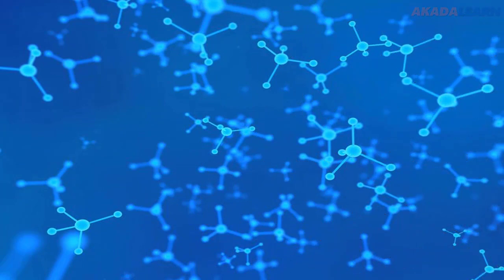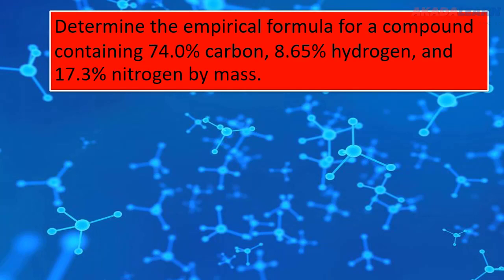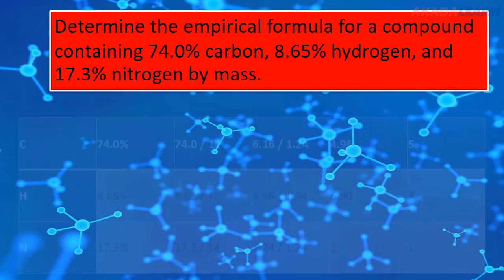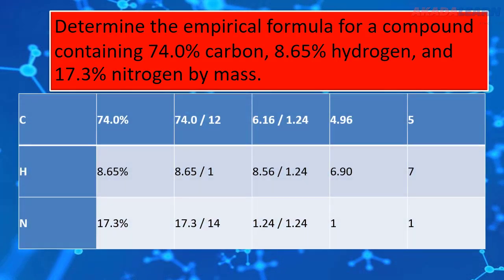Let's take a good example. Determine the empirical formula for a compound containing 74.0% carbon, 8.65% hydrogen, and 17.3% nitrogen. Now, take a look at this table.